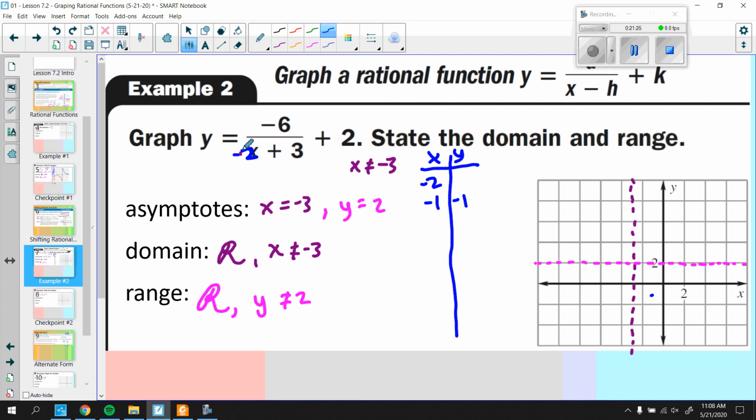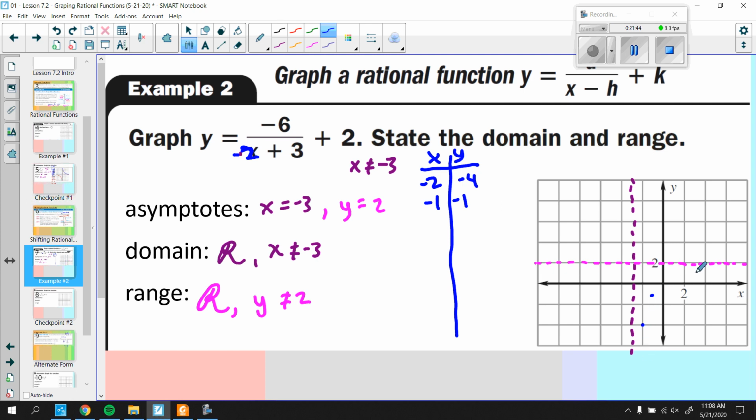If I plug in a -2, and mine's nice because I can just erase it and start over, -2 + 3 is 1. 6 divided by 1 is -6. -6 + 2 is -4. So the point is -2, -4.